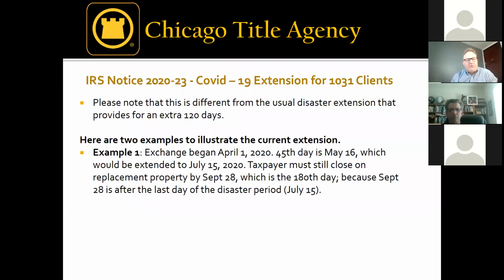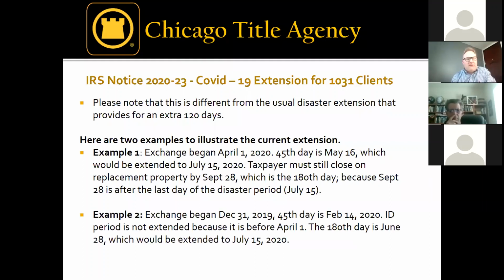So that's example one. Example number two is if the exchange started December 31st of last year, their 45th day would have been February 15th, 2020, prior to the notice. So the identification period is not extended because it started prior to April 1st. But the 180th day would be extended out to July 15th as opposed to the original 180th day. So those are the extensions they've given to investors that have been affected by the coronavirus.